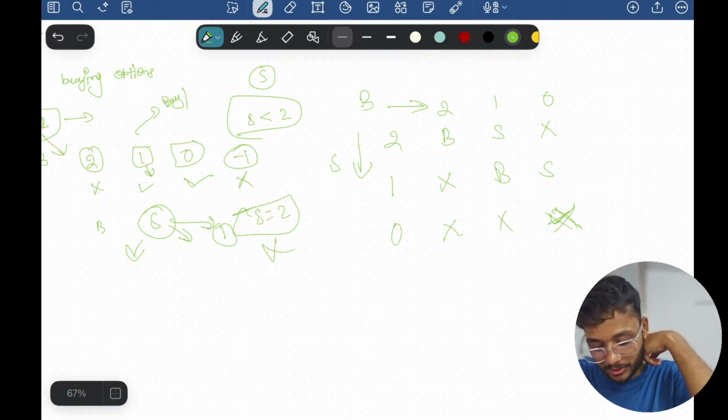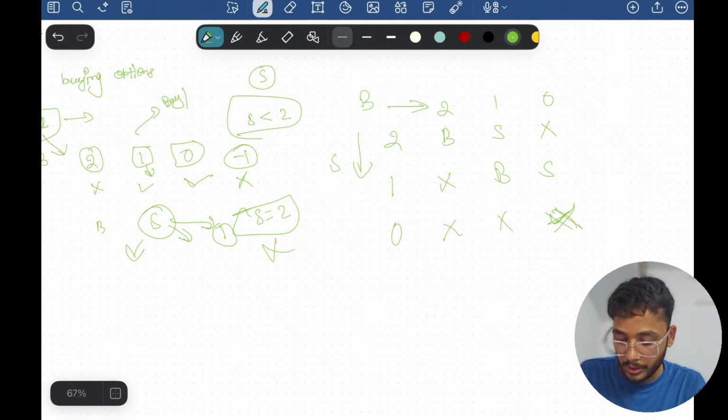So I'm just thinking there are some other options that are not possible. Most of them are not possible. Only two times can you make a decision. When buy equals 2, you can simply buy only. When sell equals 2 and buy equals 1, then you can sell only.